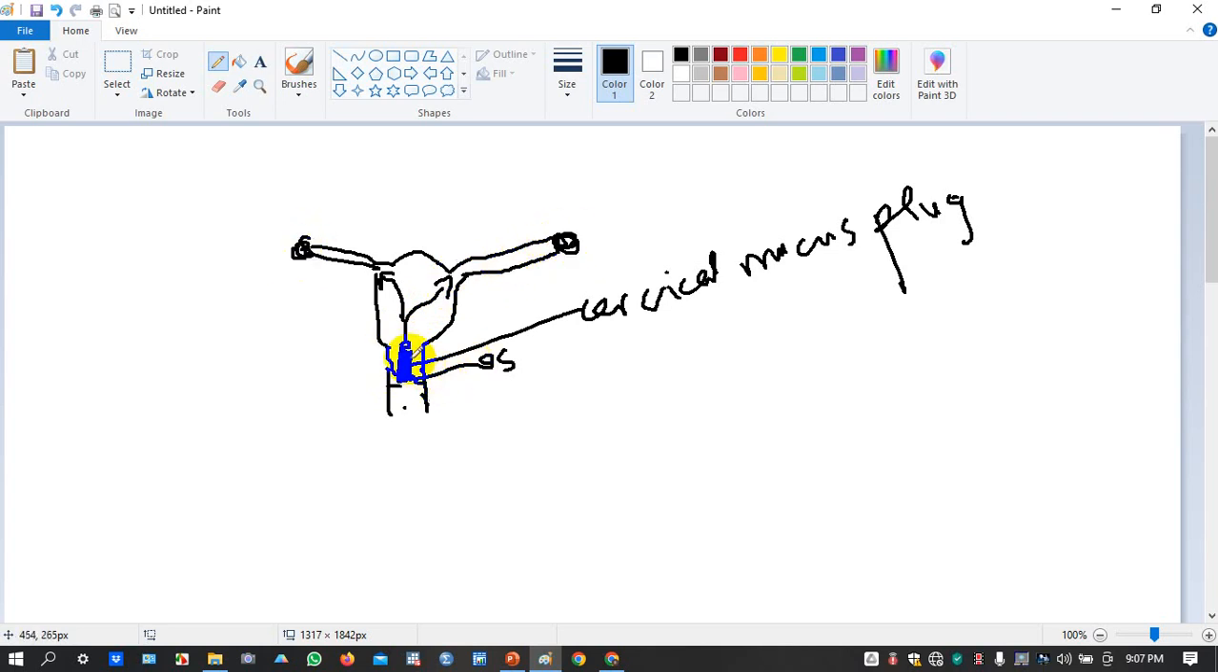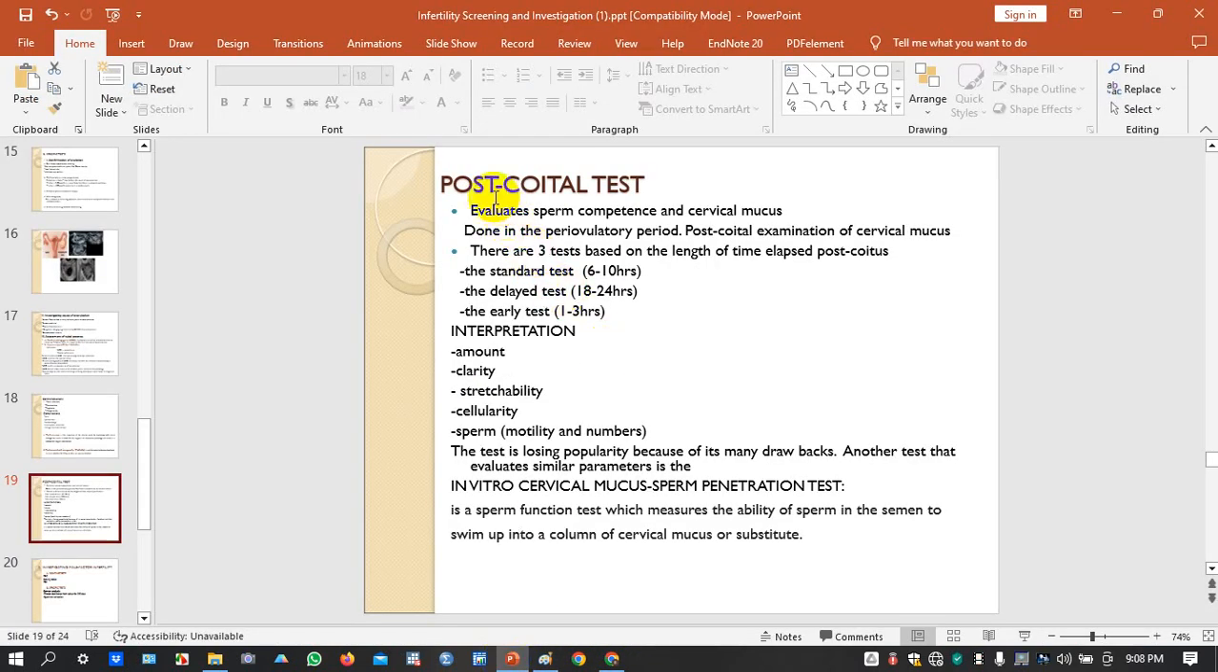So this is the cervical mucus plug. So let's see. Postcoital test evaluates sperm competence in cervical mucus. It is done in the peri-ovulatory period, that's after ovulation, especially after sex. You examine the cervical mucus, and there are 3 tests based on the length of time elapsed postcoitus, or after sex. The standard test takes 6 to 10 hours after sex. The delayed test takes 18 to 24 hours after sex. The early test takes 1 to 3 hours.